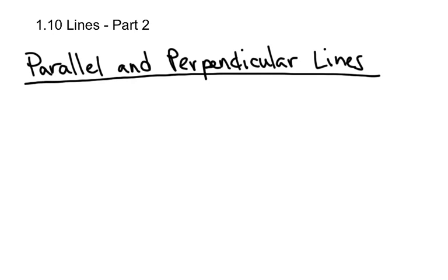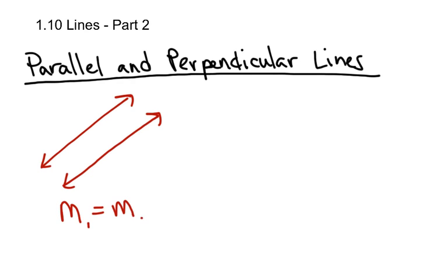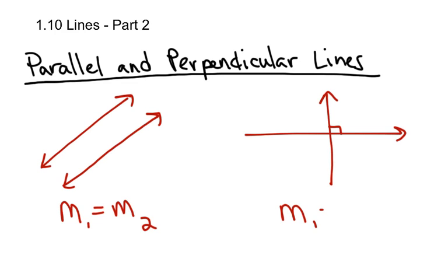In geometry, we learned that parallel lines were two lines that never intersected. In algebra, two lines are parallel if their slopes are the same. Perpendicular lines were two lines that intersected at a right angle. In algebra, we learned that two lines were perpendicular if their slopes were opposite reciprocals.